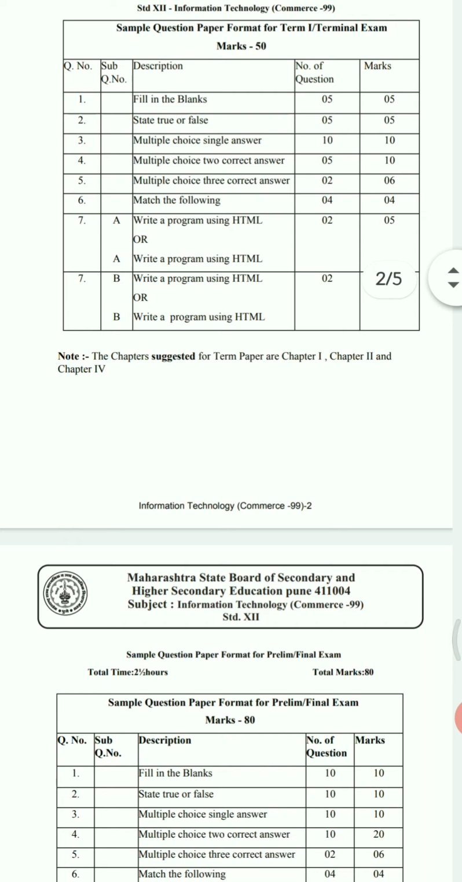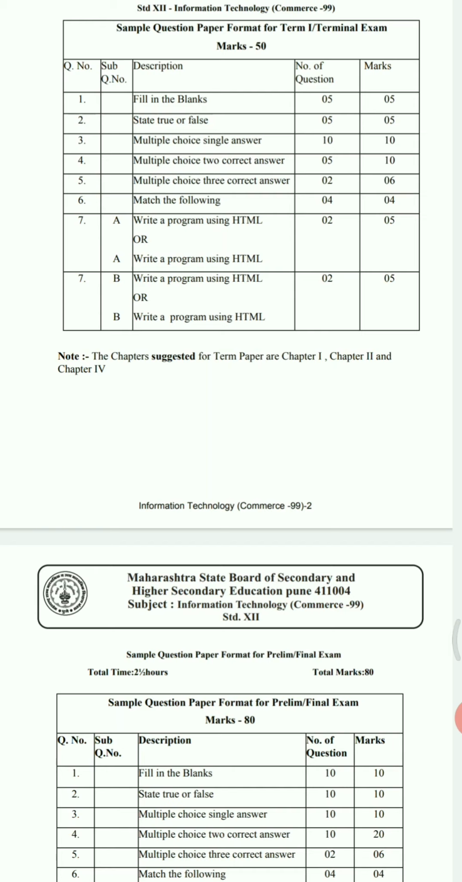The paper pattern for term 1, the terminal exam, will be based on 3 chapters: chapter 1, chapter 2 and chapter 4. These 3 lessons will be considered in your first term, the terminal exam, which will be for 50 marks. The paper pattern is: filling the blanks, 5 questions, 5 marks. State true or false, 5 questions, 5 marks. Multiple choice with single answer, 10 questions, 10 marks.